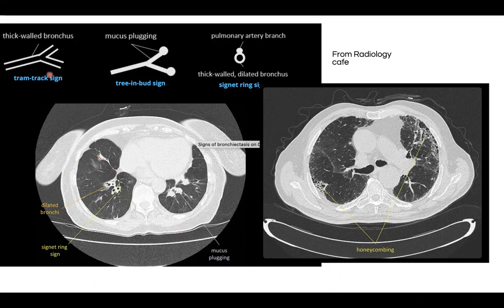And then, so these are the different signs you could see in bronchiectasis. So the bronchi can be thick-walled or a tram track sign. There could be mucus plugging, sorry, tree and bud sign, and the signet ring. And then this is showing what you would get in interstitial lung disease. So you get honeycombing. So you can see it looks like honeycombs.